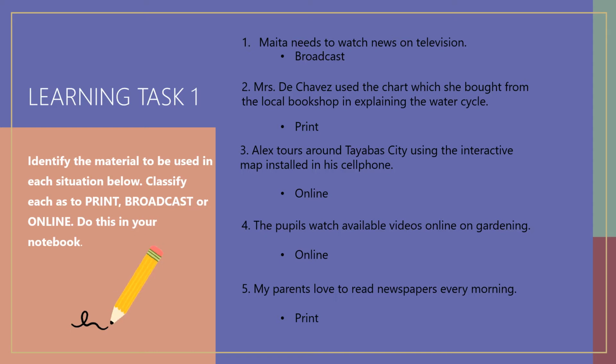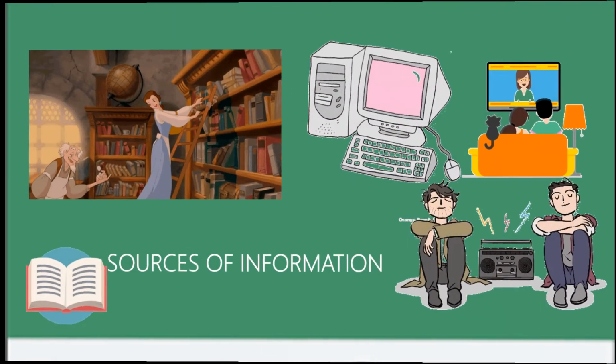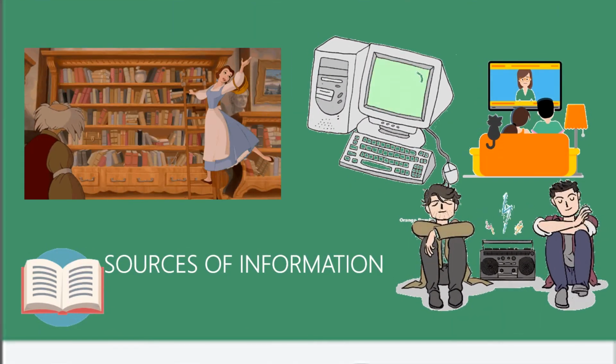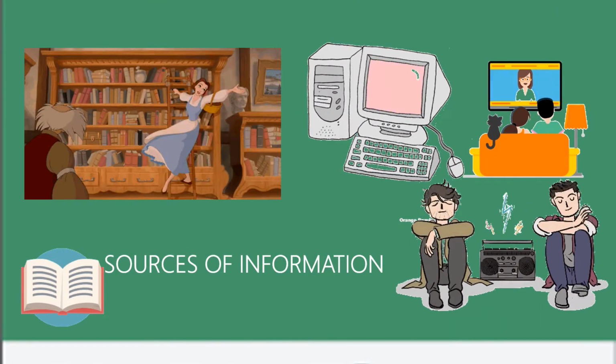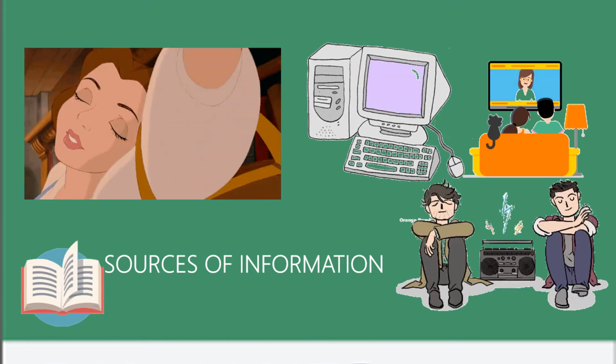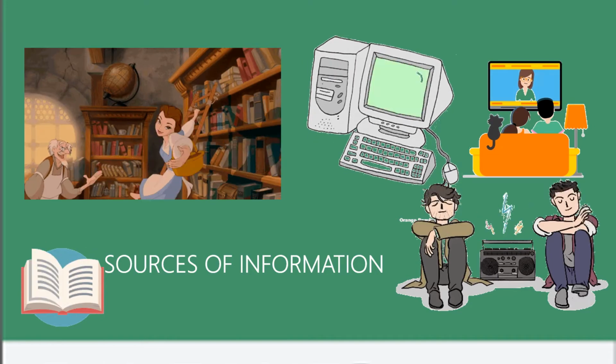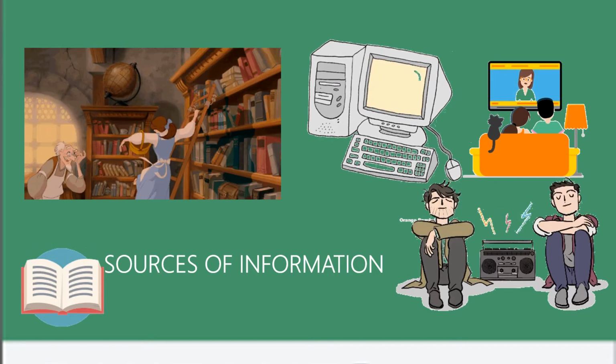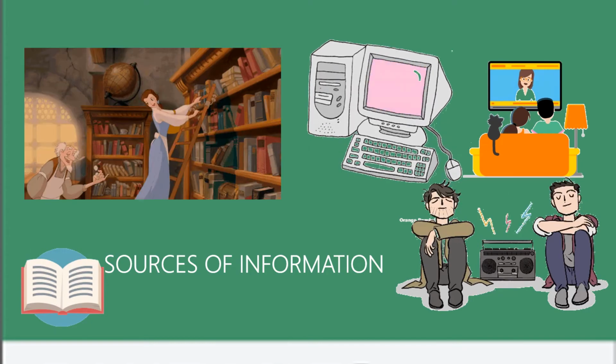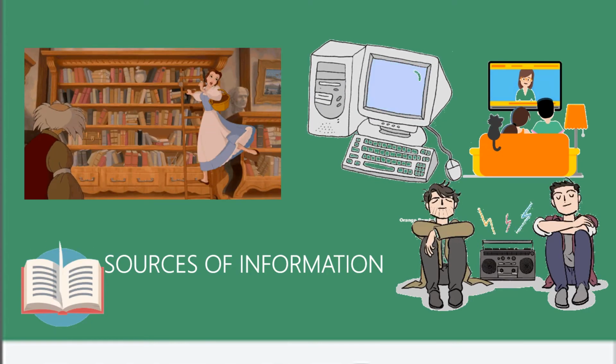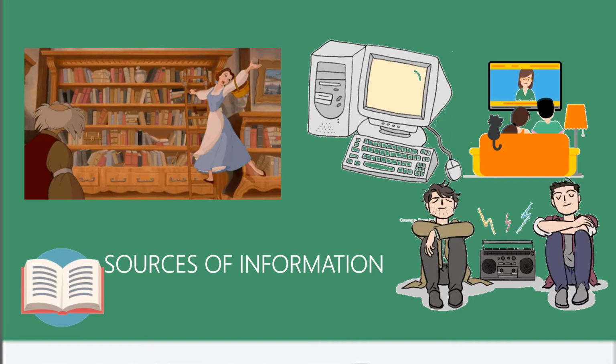So, who got number 5? Very good. Who got 4? Still very good. And for those with 3 and below, you can still practice this. You can learn more about print, broadcast, and online on our next slide. So, sources of information. Look at the pictures on the slide. So, we have books, a library, a computer, a television, and a radio. All of these are sources of information that we can gather from.